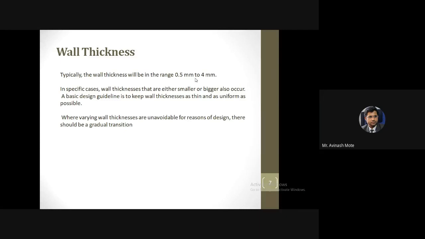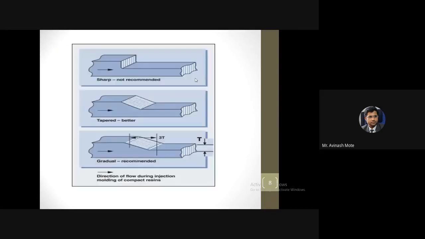If you prefer more material or higher wall thickness, the wall will be strong, but it will incur more material, more cost, more time for cooling, and the cycle time will be more. So both ways have pros and cons, for less wall thickness and for more wall thickness. Better to go for an optimum range, on average 2 millimeter. So we have gone through these points also.